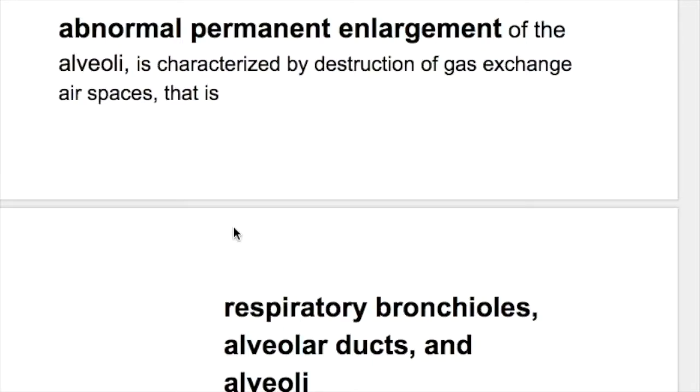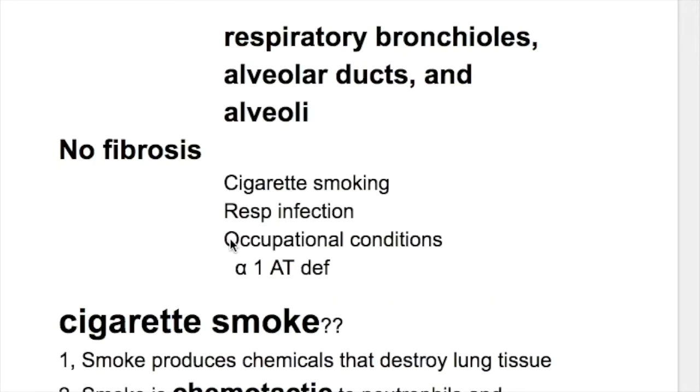There is abnormal permanent enlargement of the alveoli, number one, and number two is characterized by destruction of gas exchange air spaces, that is, respiratory bronchioles, alveolar ducts, and alveoli. There is no fibrosis in emphysema.